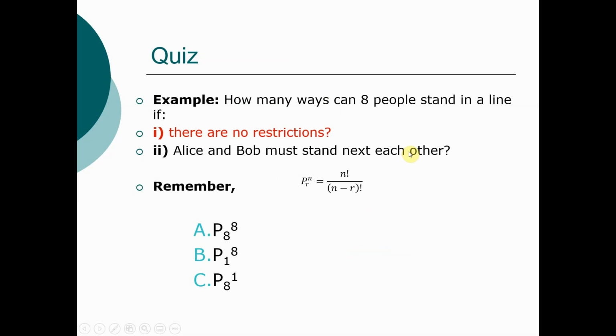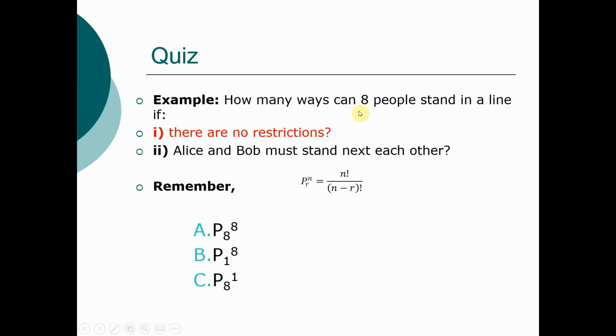Okay, so let's look at this quiz, or this practice question. In how many different ways can 8 people stand in a line if there are no restrictions? No restrictions. So in this case, we have 8 different people. We want to have them in a row, in a lineup. How many different ways can we do that?